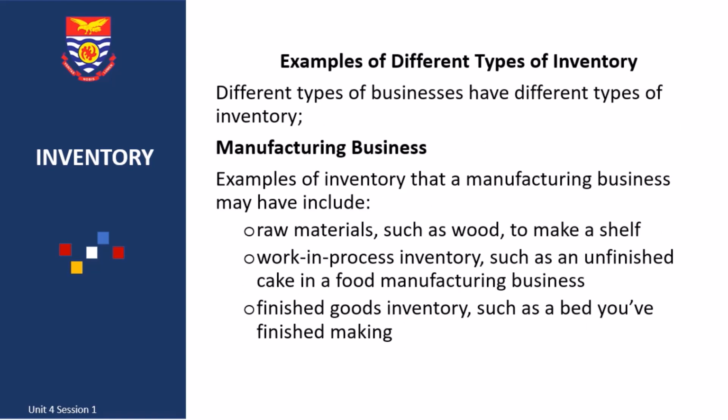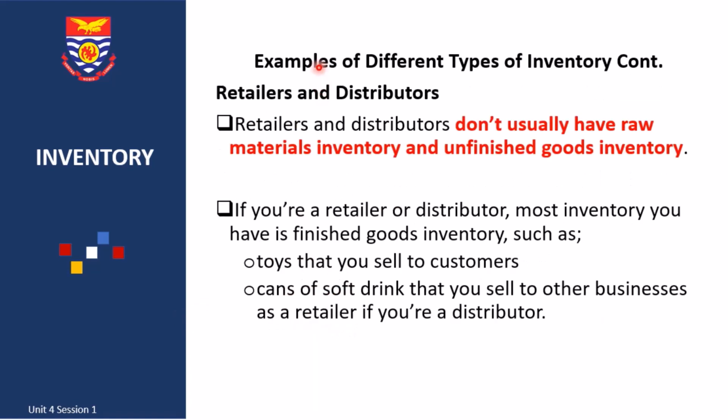So various organizations have their various inventory that they keep. For manufacturing businesses, they usually keep all the three forms of inventory. That is, they keep raw materials, they keep work in process inventory, and they also keep finished goods. If you take retailers and distributors, they usually don't store raw material inventory and work in process or unfinished goods inventory. Mostly retailers and distributors acquire finished products from manufacturers. So they usually keep finished goods inventory to be made available to consumers.